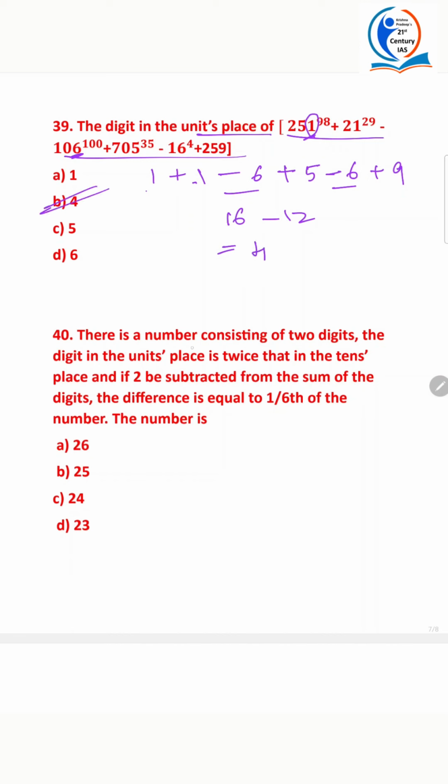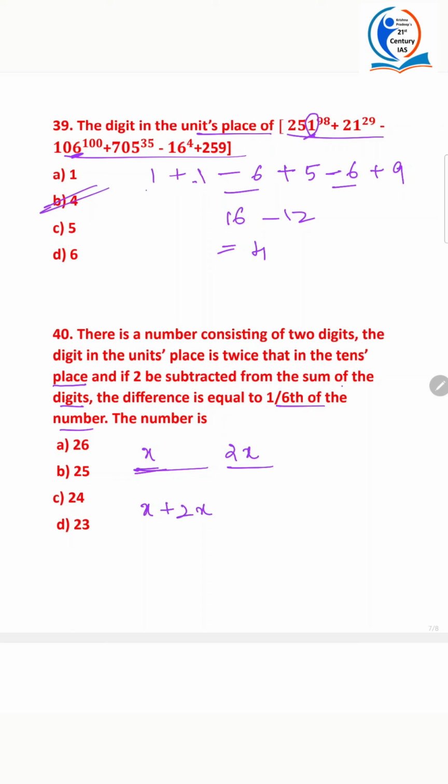Alright? Yeah. There is a number consisting of 2 digits. The digit in the units place is twice that in the tens place. Okay. So if x is the digit in the tens place, and the units place would be 2x. Yeah. Next, if 2 is subtracted from the sum of the digits, what is the sum of the digits? x plus 2x. The difference is equal to 1/6 of the number.